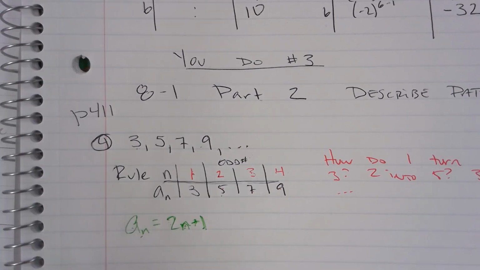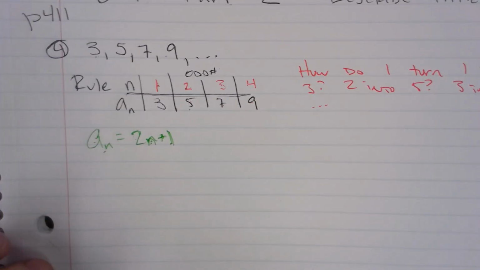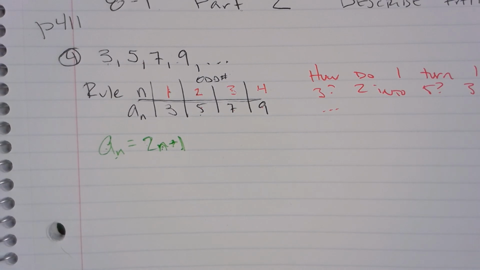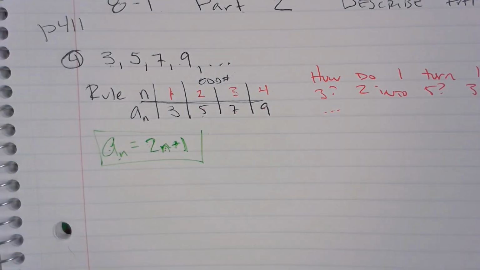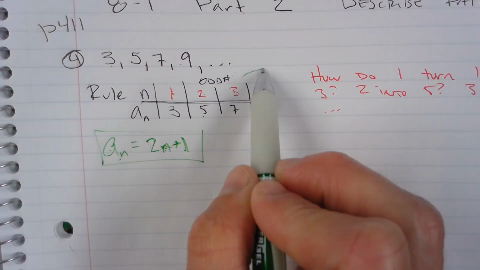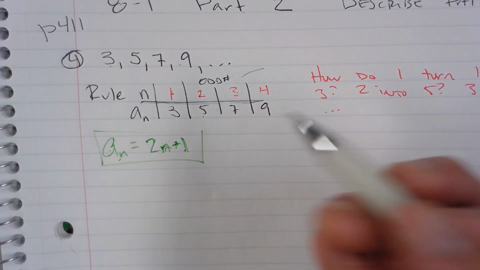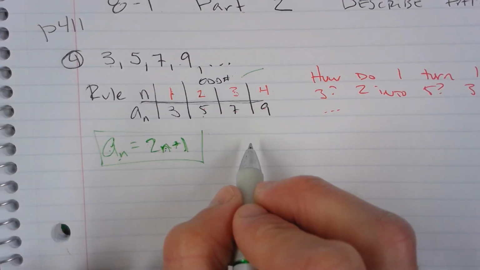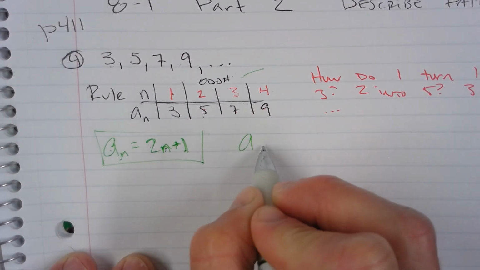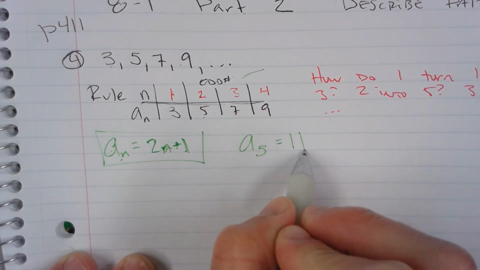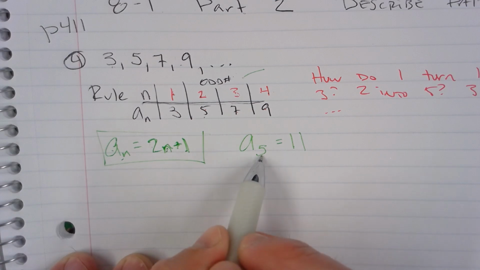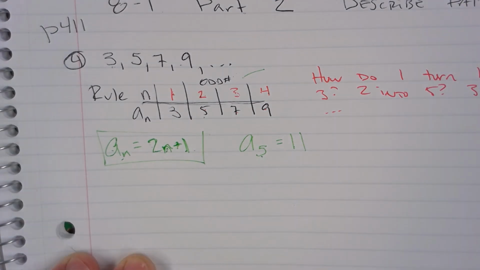How did I get that? Practice. That means I was wrong a lot more times than I was right, and you're going to have to do the same thing. So here is a rule. So we described the pattern. Oh, let's write the next term. We know the next term. So A sub 5, because 4 was the last term they gave us, is 11. 2 times 5 is 10. 10 plus 1 is 11.